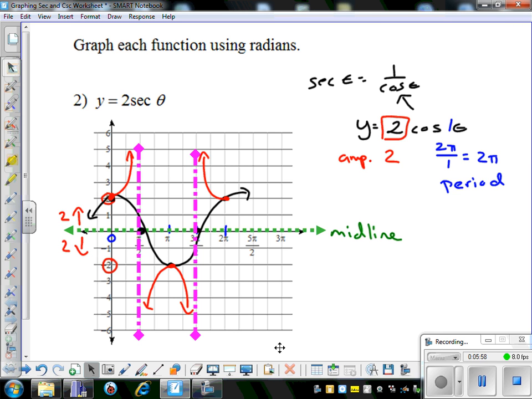And that gives us our secant function, except we need to take our eraser and go through and erase away our cosine function, because we do not want that part of our graph, and then fill in our sketch so we can have y equals 2 secant theta.